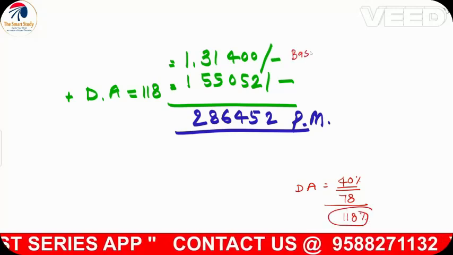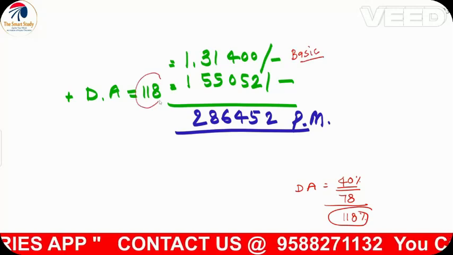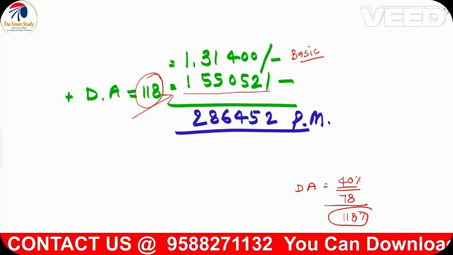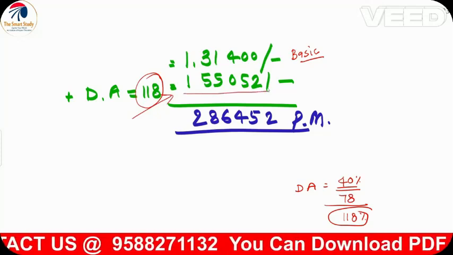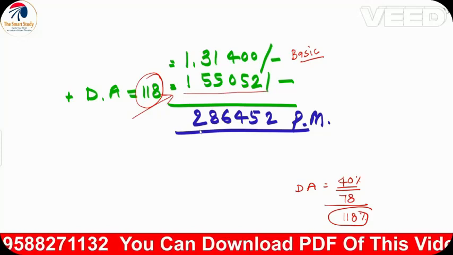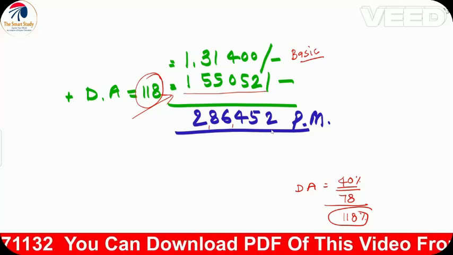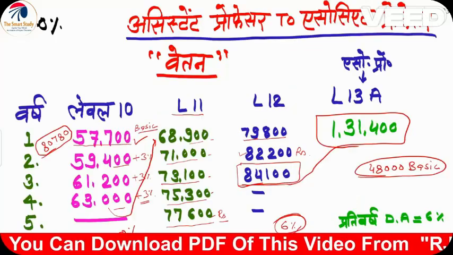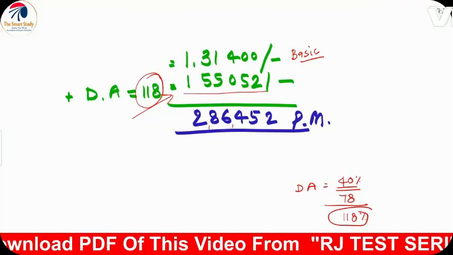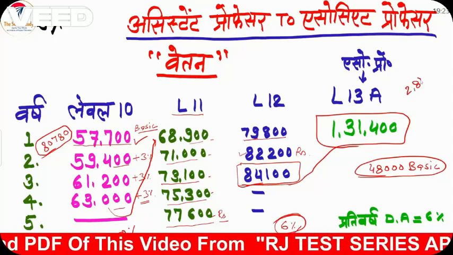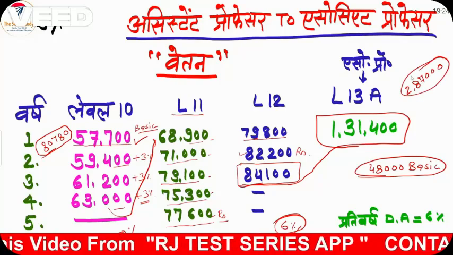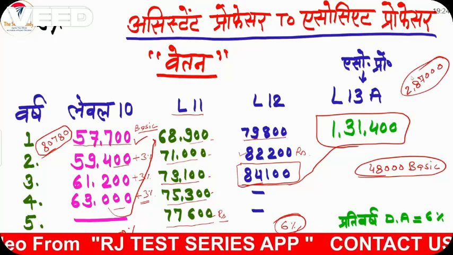Your basic salary is now 1,31,400 rupees. DA is 118%, making DA 1,55,052 rupees. So if you add 1,55,052 to the basic salary of 1,31,400 rupees, then an assistant professor earns approximately 2,00,000 rupees 86,452 per month. As an associate professor, salary is around 2.87 lakh rupees.